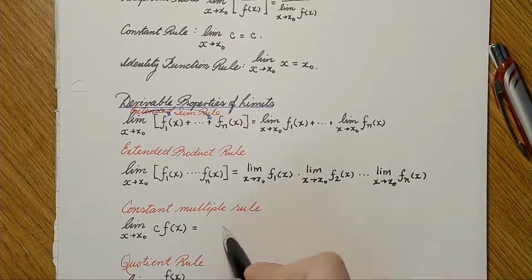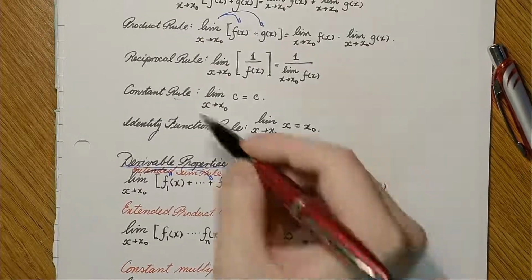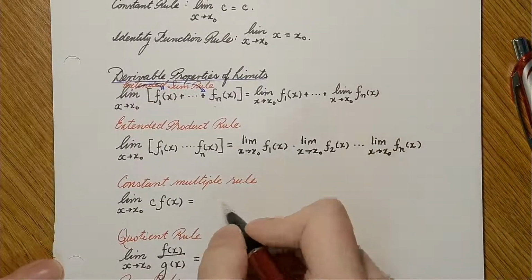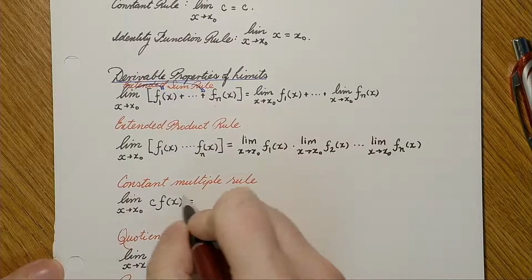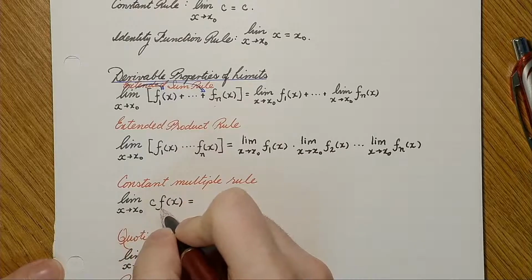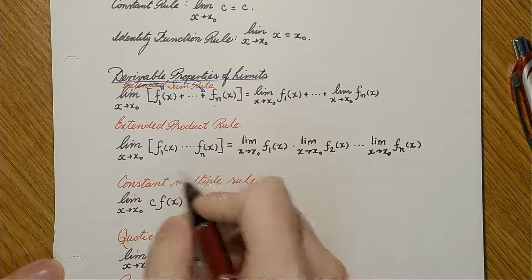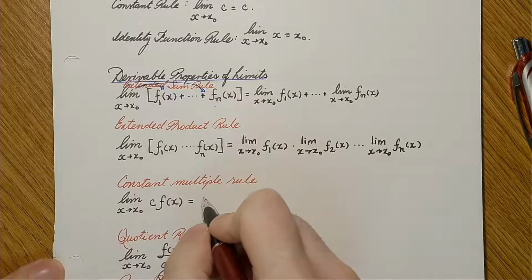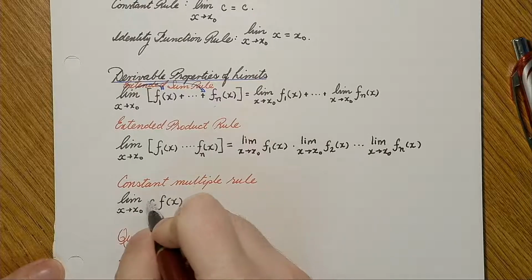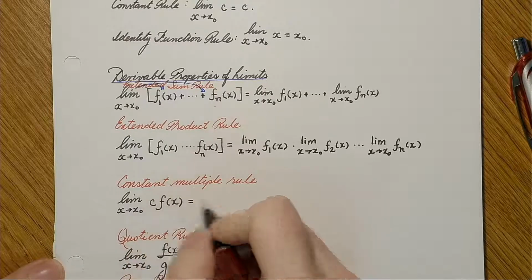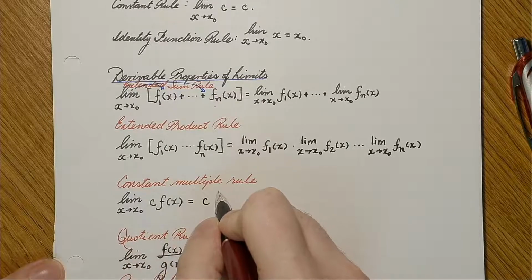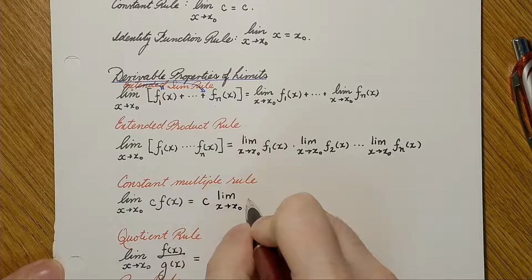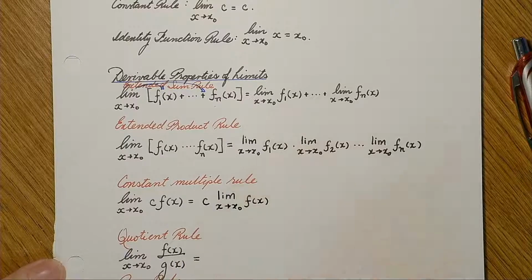The constant multiple rule is a combination of the constant and identity, which just says that I can pull out this constant, because you can think of the constant as a function itself. And so by the extended rule or by the product rule, I can apply it to each of these, and the limit of a constant is just the constant. So I'm just left with the limit as x goes to x naught of f of x.